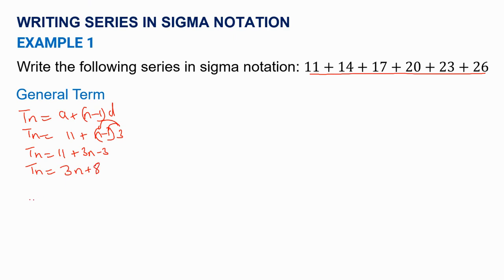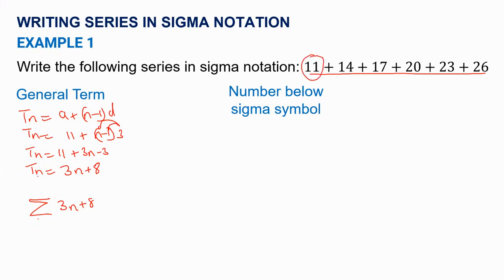So we can write this in front of the sigma symbol. That's our general term. We need to find the number below the sigma symbol and the number above the sigma symbol. Let's start with the number below the sigma symbol. That will come from our first term. What is our first term? That's 11. So we substitute 11 into the general term. 11 is equal to 3n plus 8. And then we subtract 8 from both sides of the equation. 3 is equal to 3n, meaning that n is equal to 1. So that's our number below the sigma symbol, n is equal to 1.